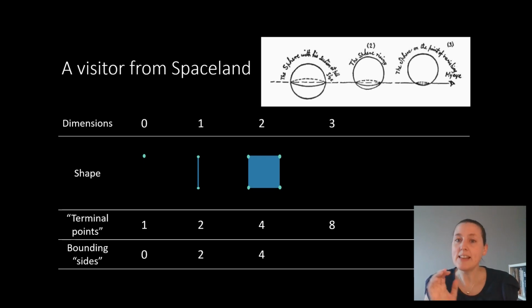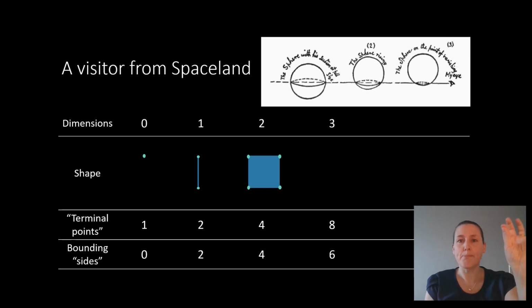So the sequence there that you have is 0, 2, 4. So the next number in that, this time it's an arithmetic progression, you're adding 2 each time. So you'd expect this 3-dimensional shape to have 6 bounding sides. Well, how can we make this 3-dimensional shape? Well, again, there's an analogy.